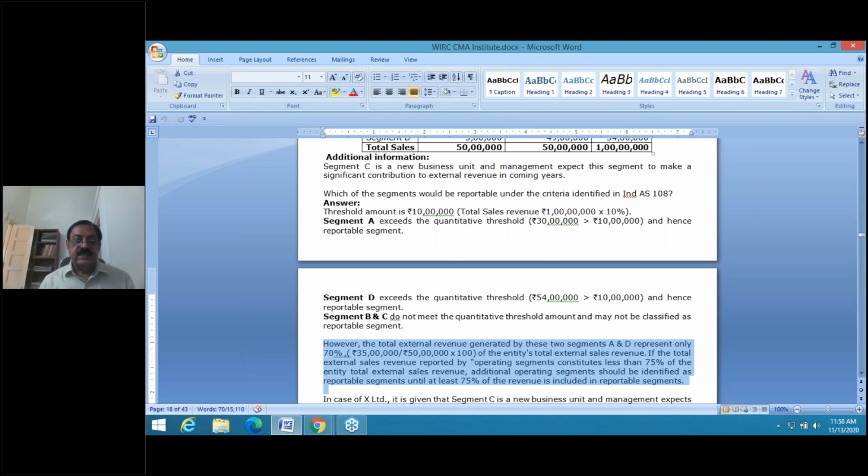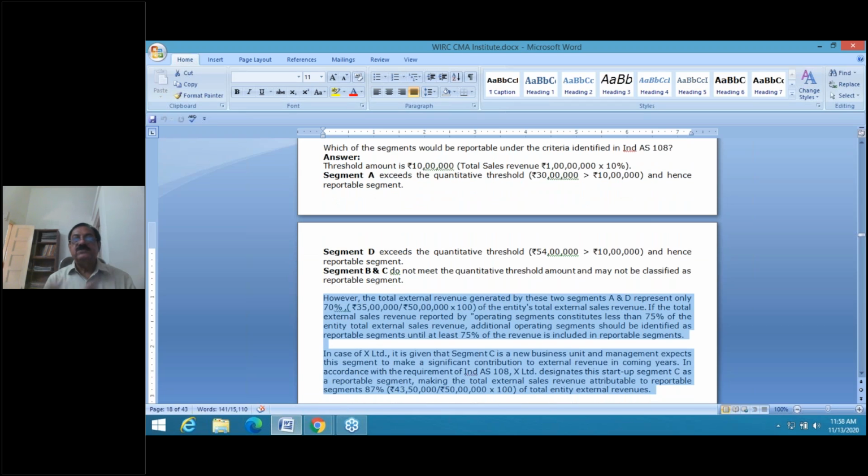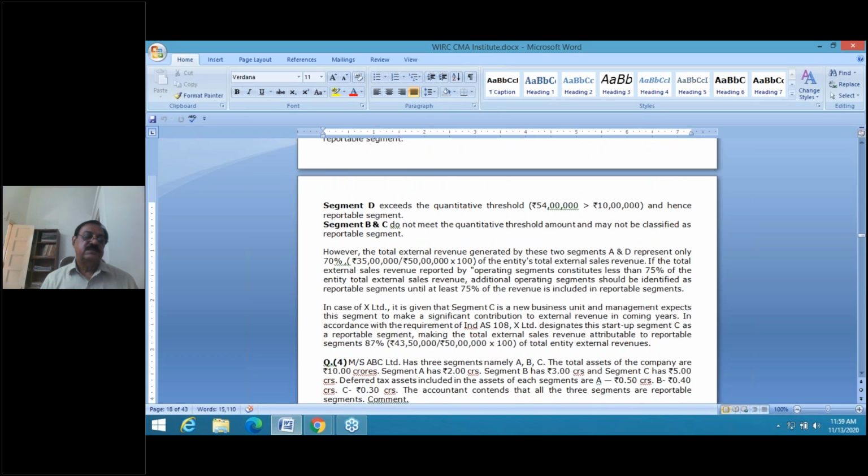You can add C also, you can add D also. Normally based on the profit, we don't have the profit figures, but out of B and C, whosoever is showing higher profit may be selected. Okay, so that your total 37.5 limit is crossed. So A is there, D is there, and you have to select one out of B and C, whatever management thinks. So that way, 3 segments will come under your reportable segments.